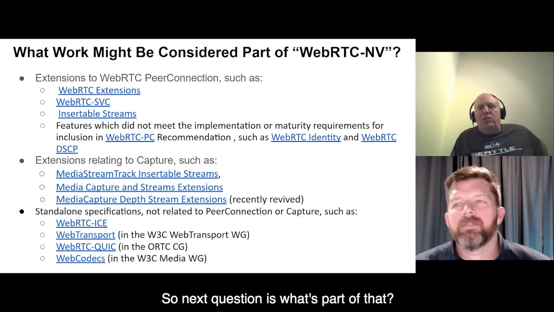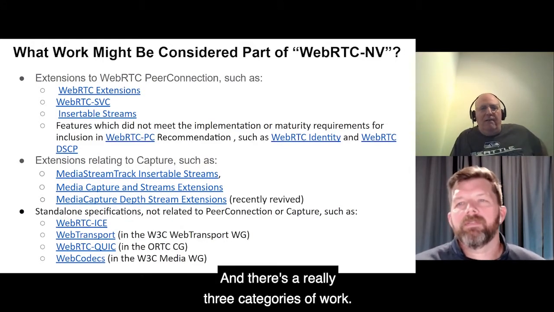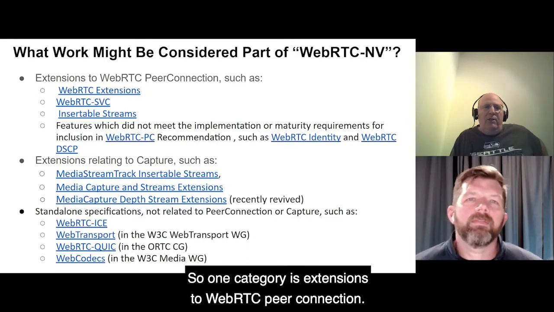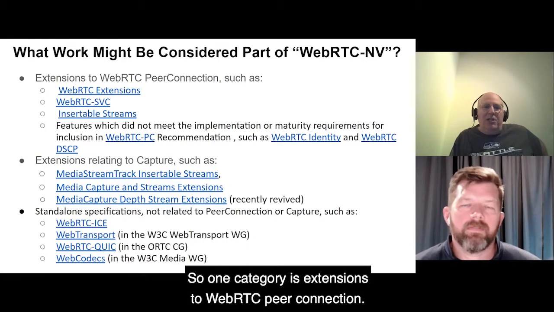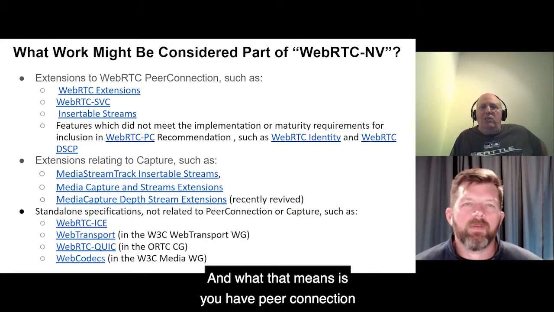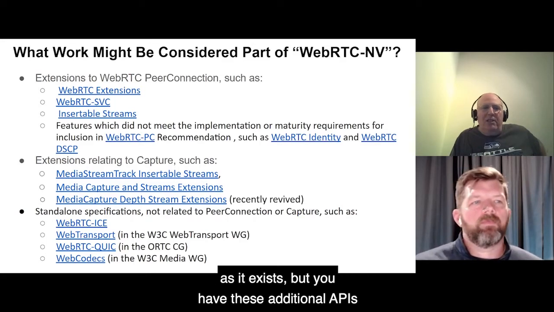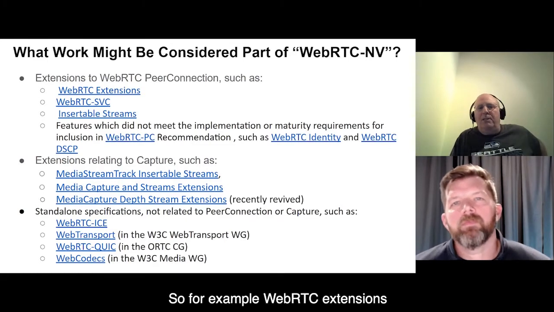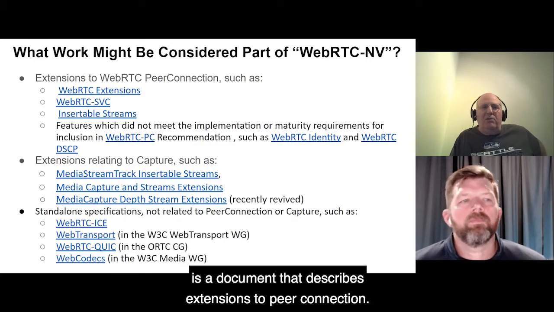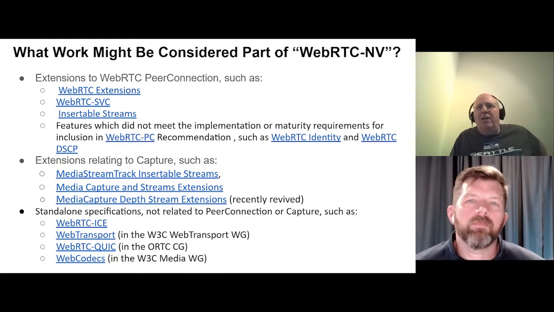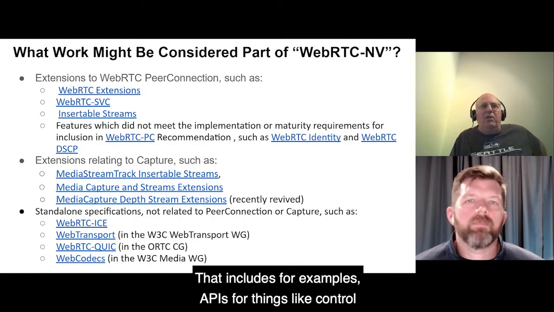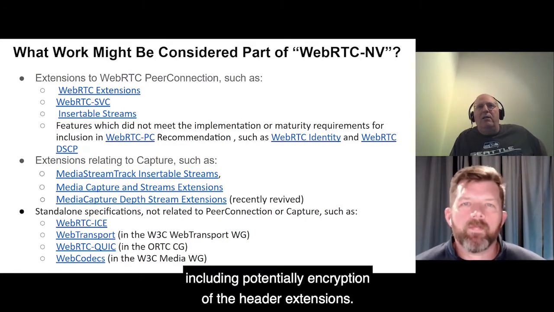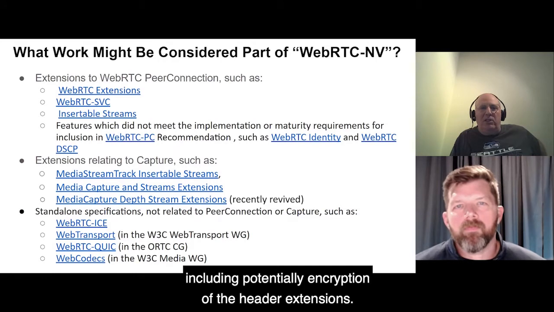So the next question is, what's part of that? And there's really three categories of work. So one category is extensions to WebRTC Peer Connection. And what that means is you have Peer Connection as it exists, but you have these additional APIs that can help you do additional stuff. So for example, WebRTC Extensions is a document that describes extensions to Peer Connection. That includes, for example, APIs for things like control of RTP header extensions, including potentially encryption of the header extensions.